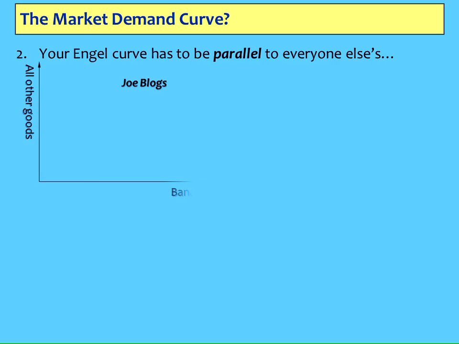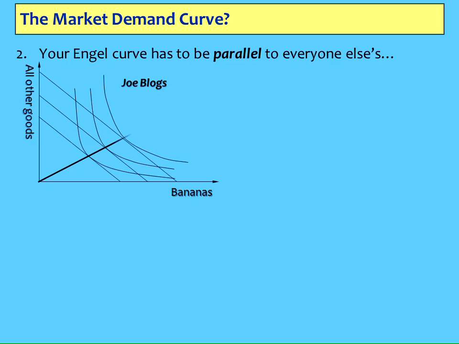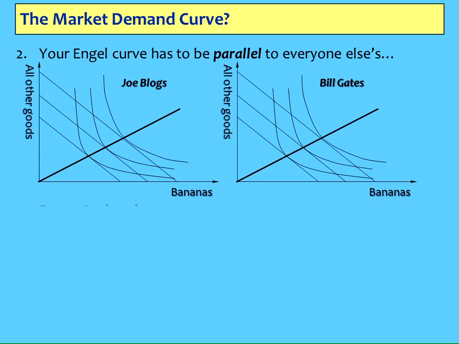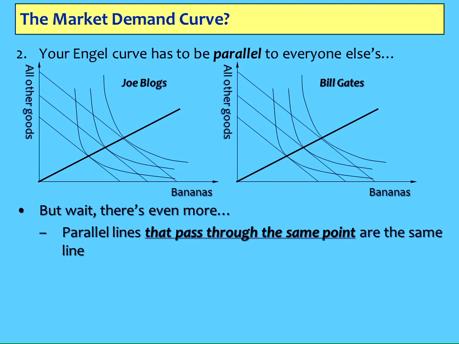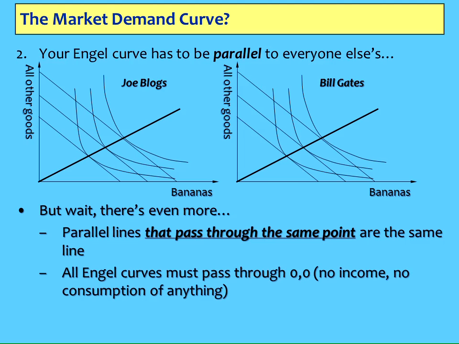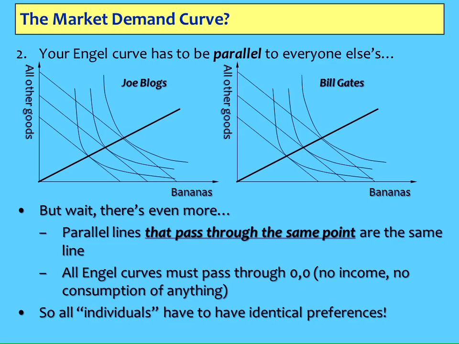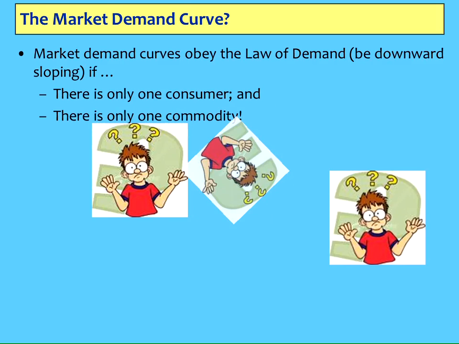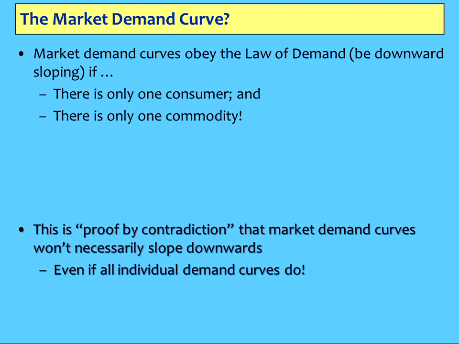So here's Joe Bloggs. There's his Engel curve. There's Bill Gates, also the same slope. But they're both passing through zero. And one of the definitions, the way you define the same line, is that parallel lines passing through the same point are the same line. So therefore, it's not a case of saying that they've got parallel preferences, they have exactly the same preferences. There can only be one individual. So you get this bizarre situation. It's proof by contradiction. I'm hammering this because it is so crucial in neoclassical economics. And it actually doesn't just rule out macro, it rules out micro as well.